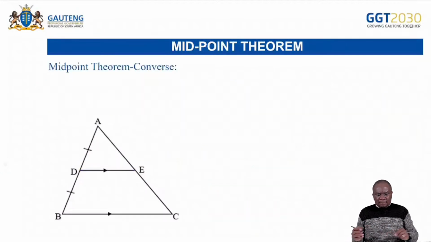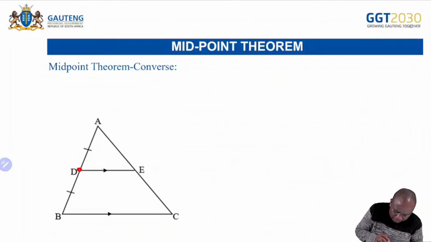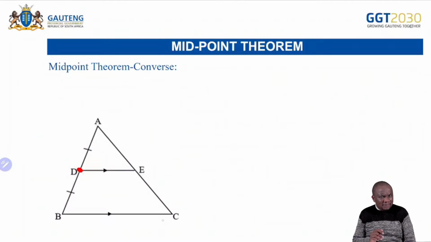So the converse theorem. Now, check the diagram here. We have line segment DE, which is from the midpoint. D is the midpoint because you can see that AD is equal to DB. We have the line segment DE, which is parallel to BC. In the theorem, line segment DE joined the midpoints, and then we found that they were parallel. Now we're told that the line segment from the midpoint is parallel to BC. Then what does it do?